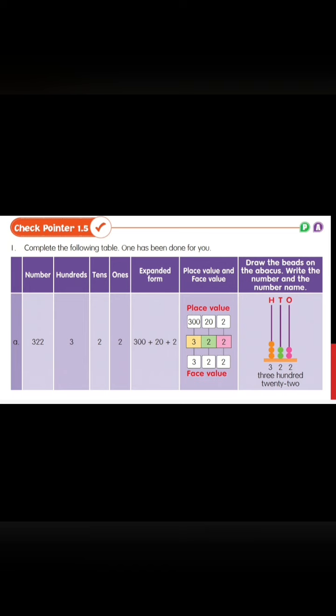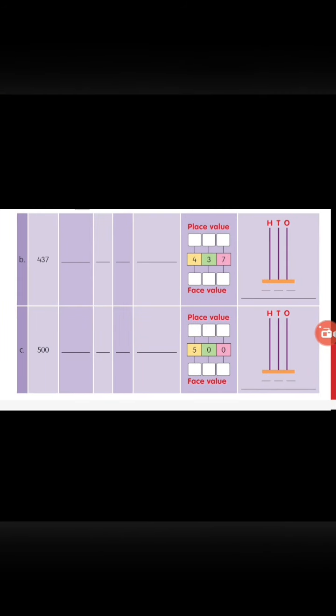So moving to the next question, that is 437. You have to write in its place ones place, tens place and hundreds place, then its expanded form, its place value, face value. You have to draw the beads on the abacus scale. You have to write the number and number name for this. Like that you have to complete this main.